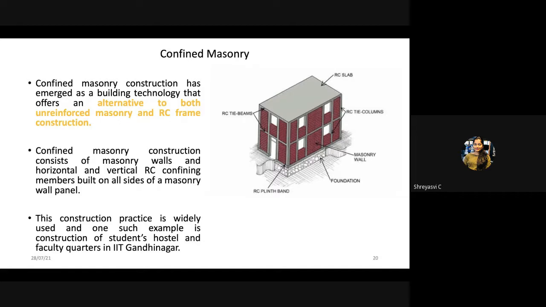And the second thing is, it's just that the sequence in which the construction is carried out is slightly different. Apart from requiring some amount of training or skill in the laborers that are working on these projects, it's relatively easy. And it also offers a good resistance towards earthquake loading.